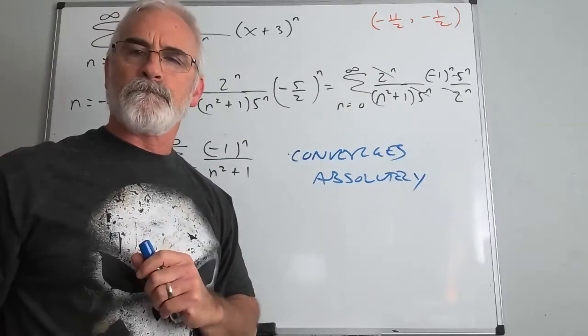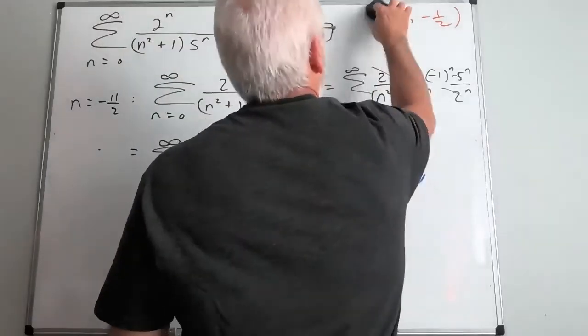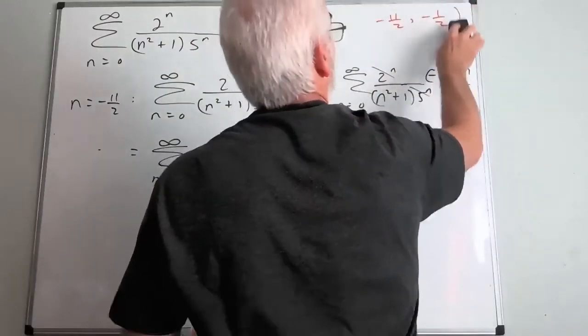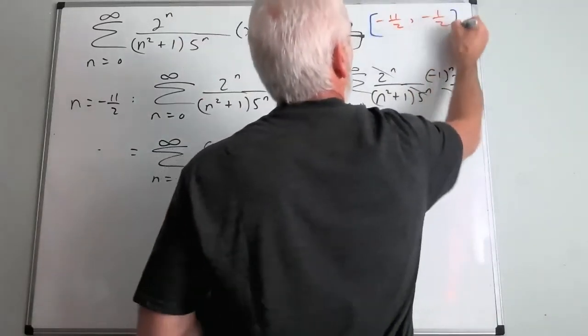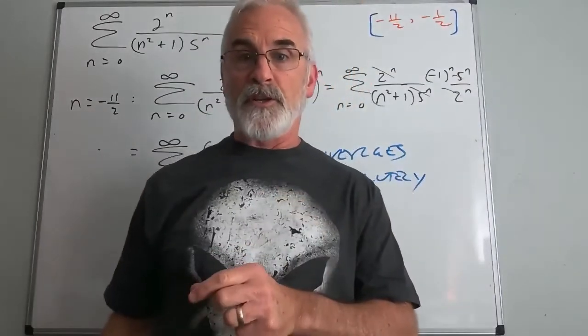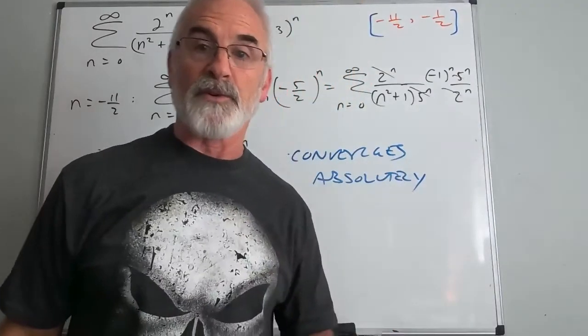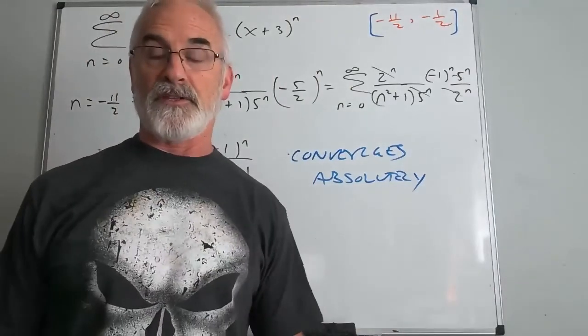I'm going to put brackets around both ends. What I've just shown you are all the possibilities that you could have. We did a problem where it converged at both endpoints. We did a problem where it failed at both endpoints. We did a problem where it converged at one, but not the other. Those are the only possibilities.